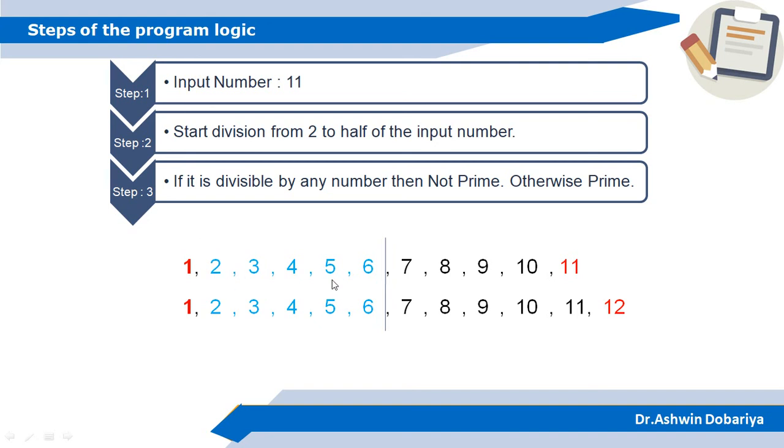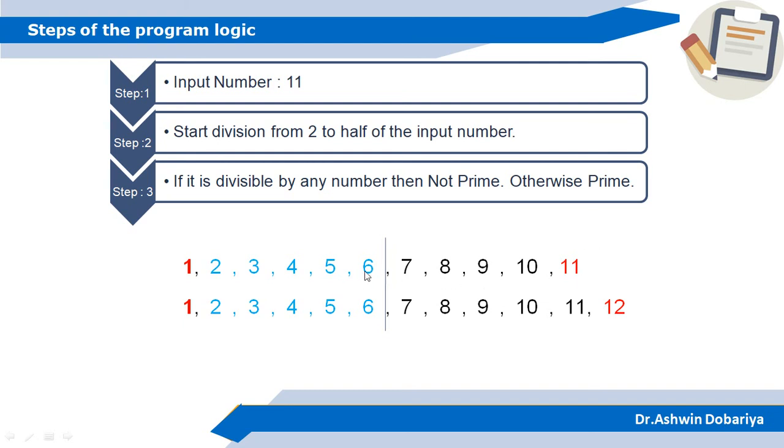Then we verify: is 11 divisible by 2? No. Then 3? No, because the remainder is 1. Is 11 divisible by 4? No, the remainder is 3. Then is 11 divisible by 5? No, because the remainder is 1. Then 6, if we consider it, the remainder is 5.